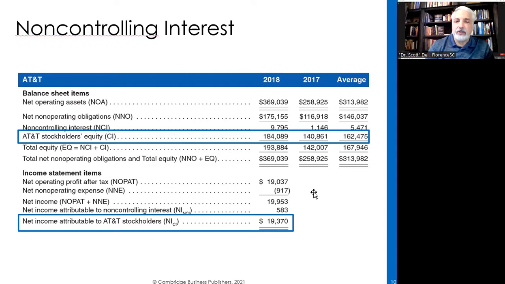We're going to see this later on. This will take on additional meaning. All these terms, NOPAT, NNE. These are terms we're going to want to know and be familiar with, but we'll see how those relate later on. But bottom line is we want net income attributable to the stockholders, the common stockholders, the folks in the public domain that are actually able to buy and sell on the exchanges.